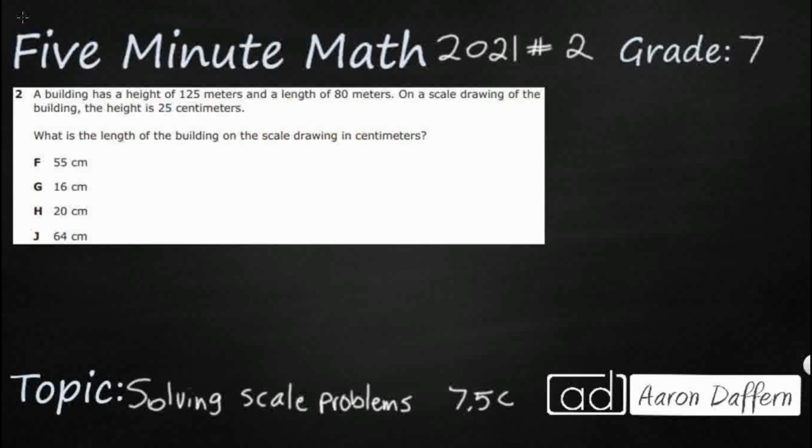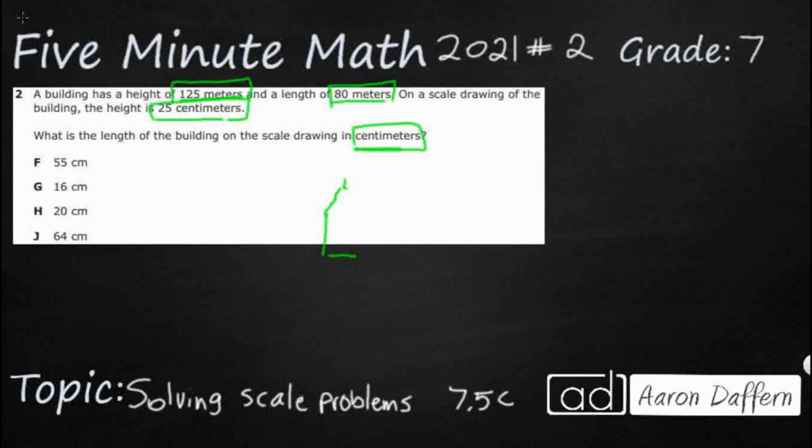So we have a building. It's got a height of 125 meters and a length of 80. And on a scale drawing of the building, we've got 25 centimeters, so we need to find the length in centimeters. So look at what we've got here. We've got 3 numbers that have labels: 125 meters, 80 meters, 25 centimeters, and that 4th label, centimeters, is missing a number, so that makes me think of a proportion.